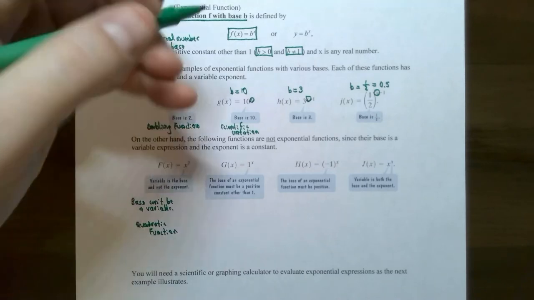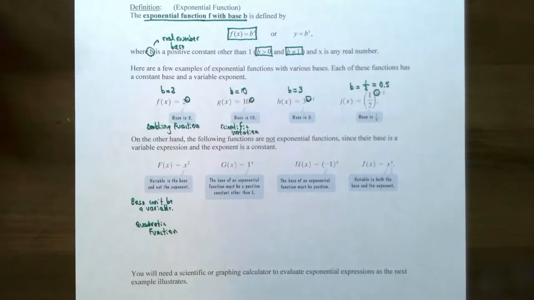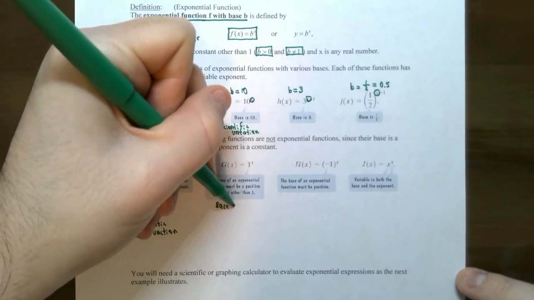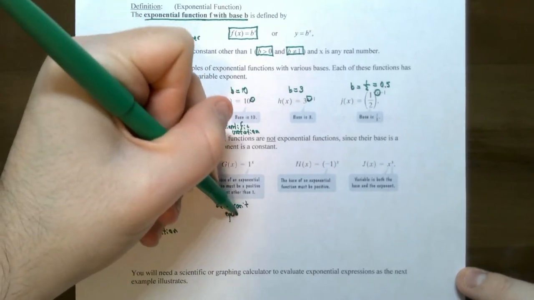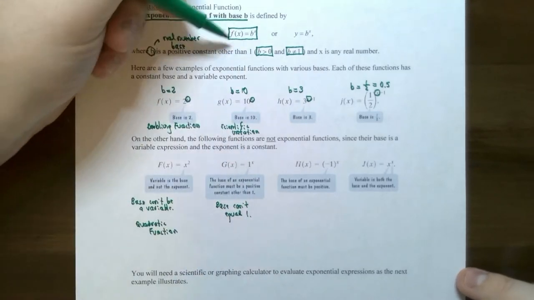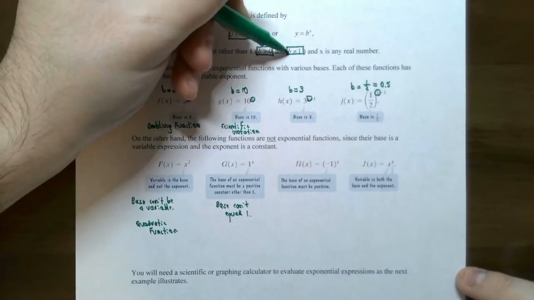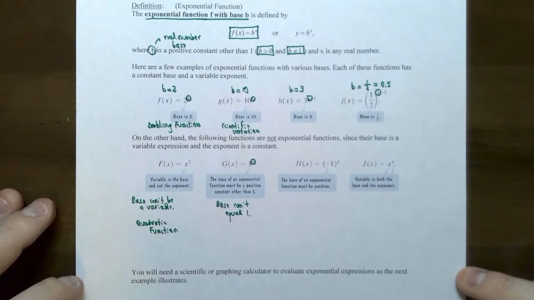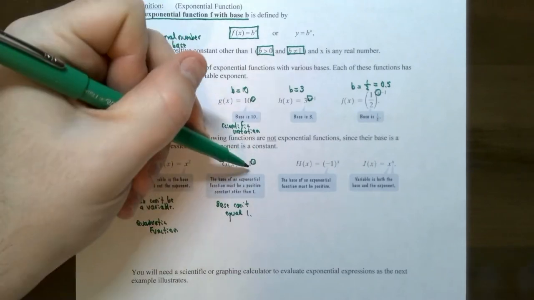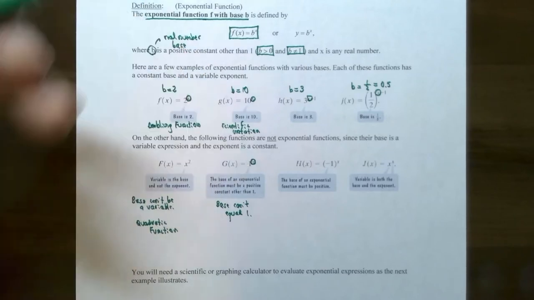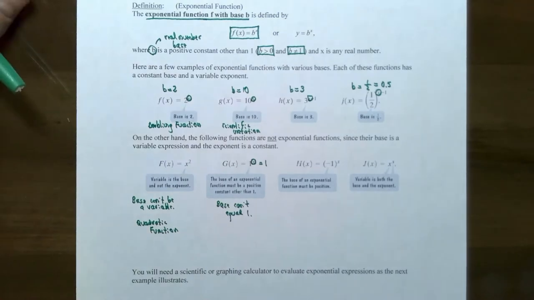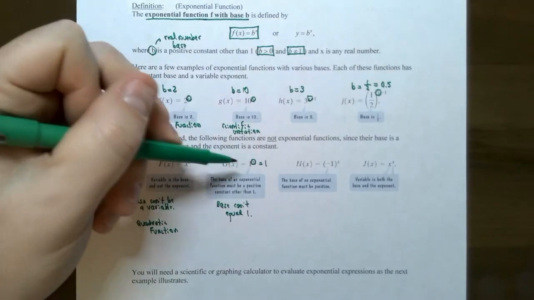So it's not exponential. G of x equals 1 to the x. What's wrong with this function to not be an exponential function? The base cannot be 1. That was in the definition of exponential functions. The base must be a positive constant, but not 1. So this base is 1. Even though the variable is in the exponent, this is not an exponential function because the base is 1. In fact, 1 raised to any power is always 1. So this is like y equals 1 is the function.